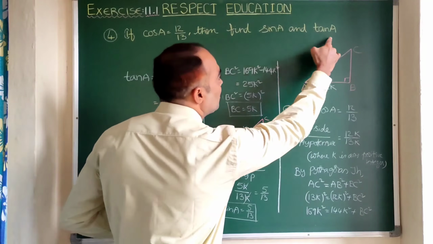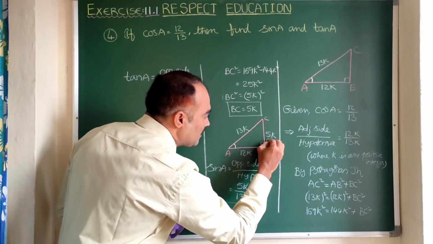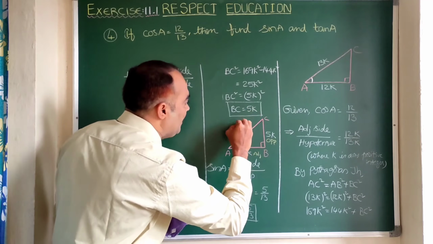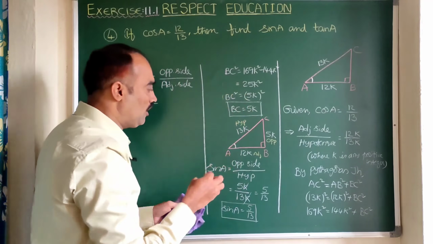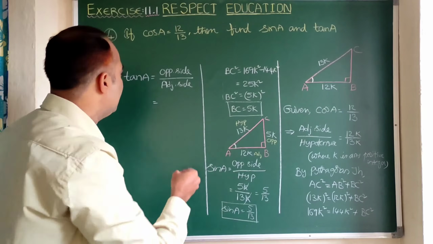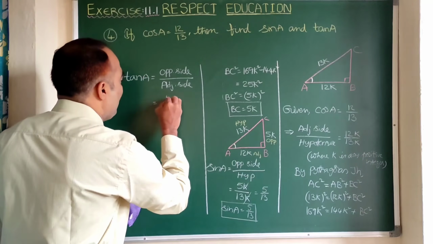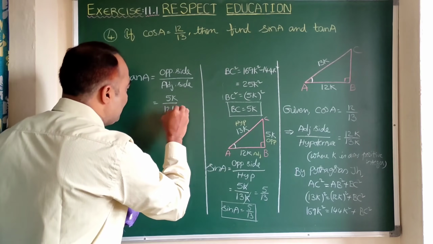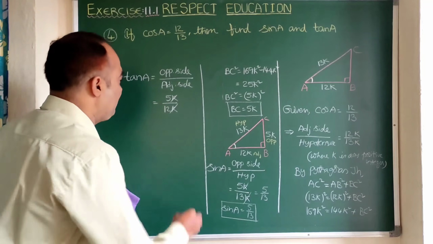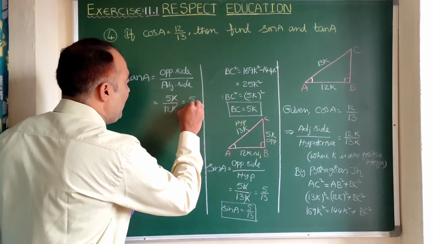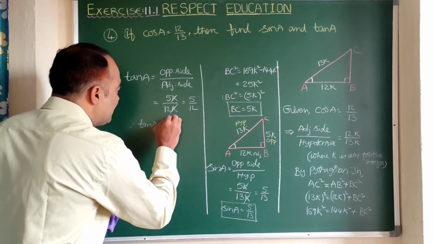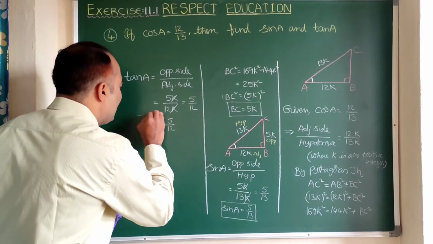Those who get doubt can write here. Anyway, both the problems are with A. That's why here clearly we can mention this is the opposite side, this is the adjacent side and this is the hypotenuse. No doubt at all now. So directly we can write it. Opposite side is 5k by adjacent side 12k. On cancellation of k and k, we get 5 by 12. Therefore, tan A is equal to 5 by 12.